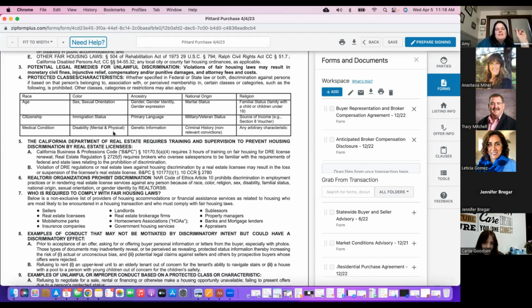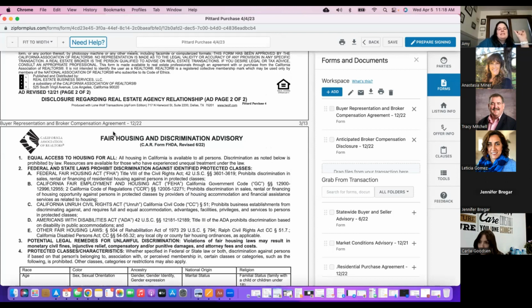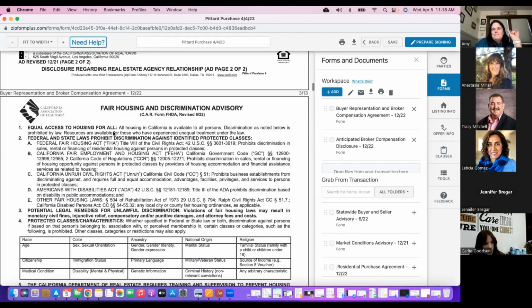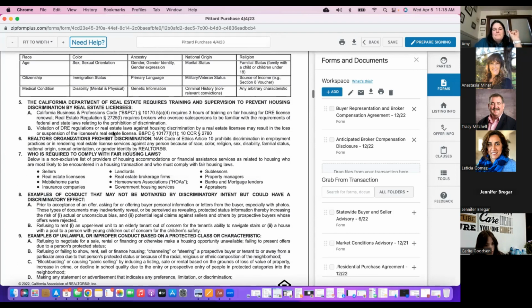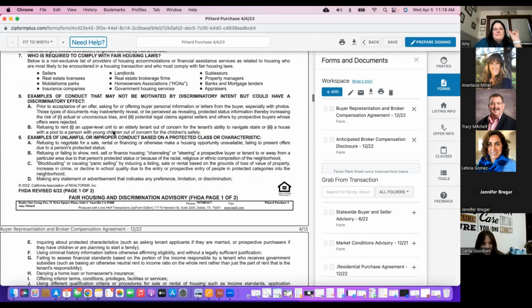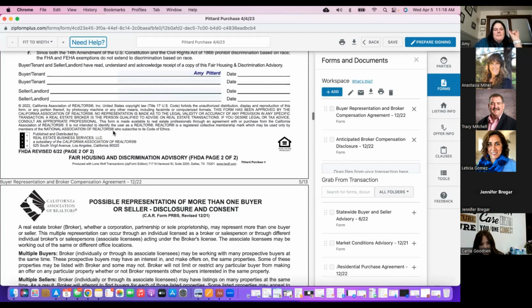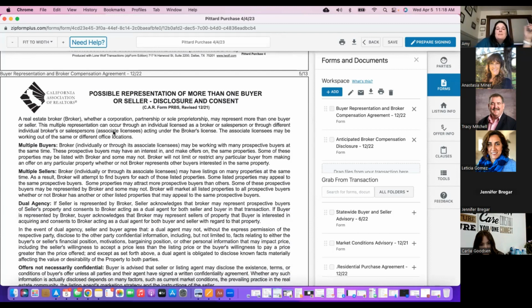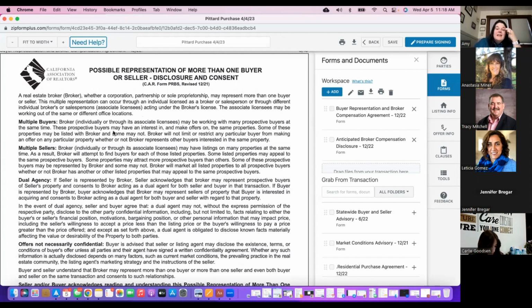Okay, any questions about either the agency disclosure form or the Fair Housing Discrimination Advisory? No, ma'am. Okay, fabulous. The next one is the possible representation of more than one buyer or seller, disclosure and consent. Again, all of these forms have to get signed with the buyer representation agreement. I apologize, it took a 3-page form and turned it into a 20-page form, but they're all necessary.